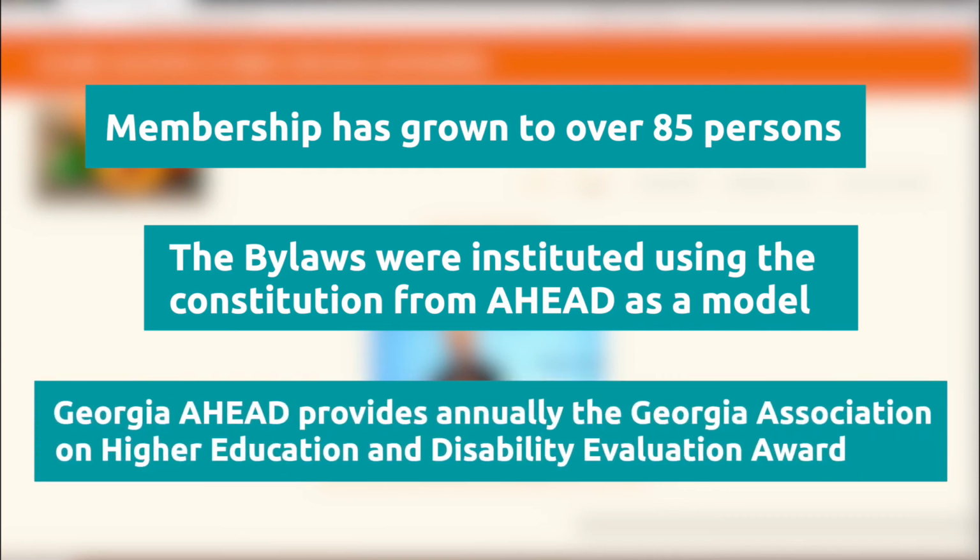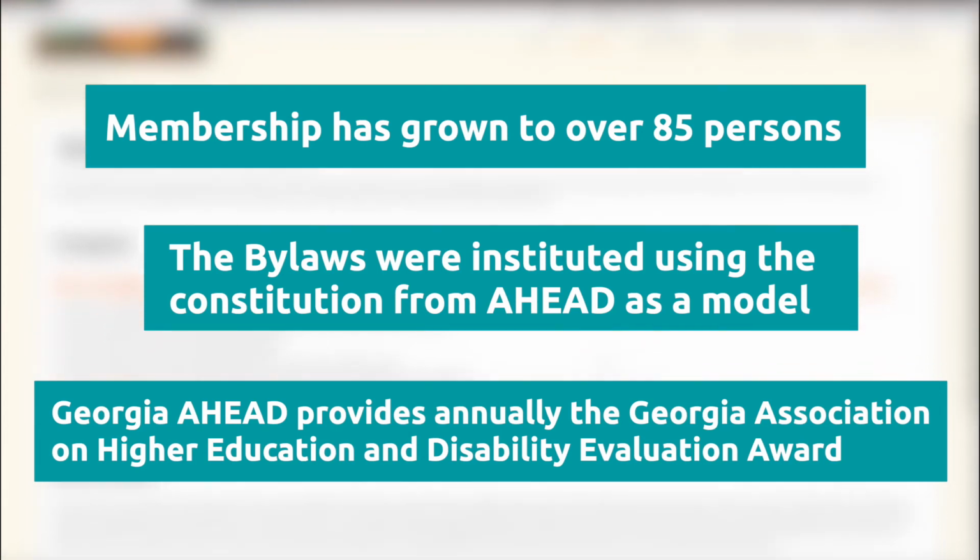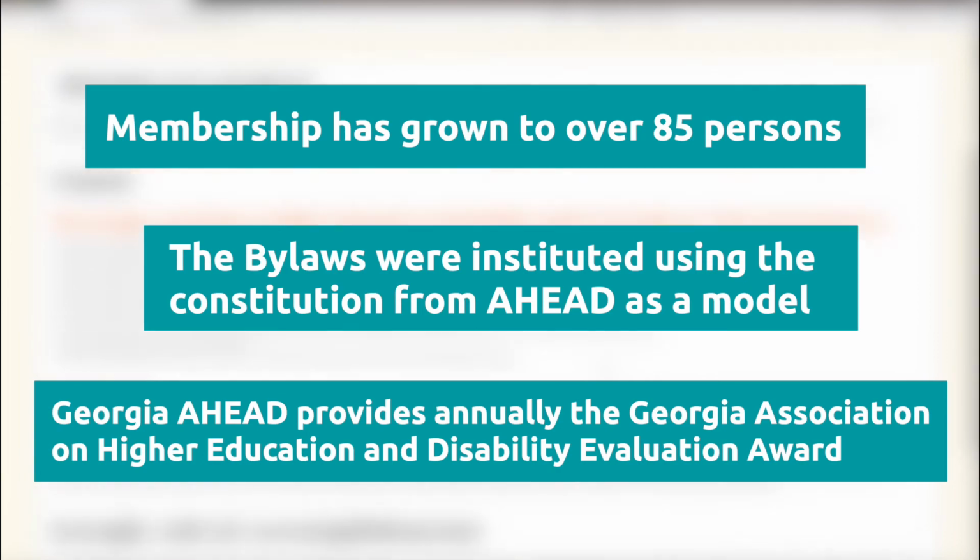Georgia AHEAD provides annually the Georgia Association on Higher Education and Disability Evaluation Award. The financial award was established to assist students who demonstrate an outstanding need in paying the cost of an outside evaluation or an evaluation performed at one of the RCLDs. This award is for evaluation purposes only and is worth up to $500. Funding for this award is achieved through various fundraising functions held by Georgia AHEAD throughout the year, a good way to give back.